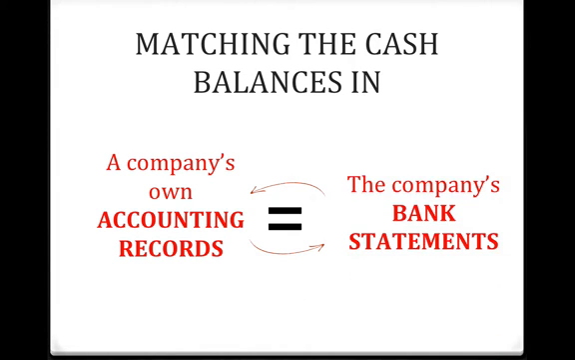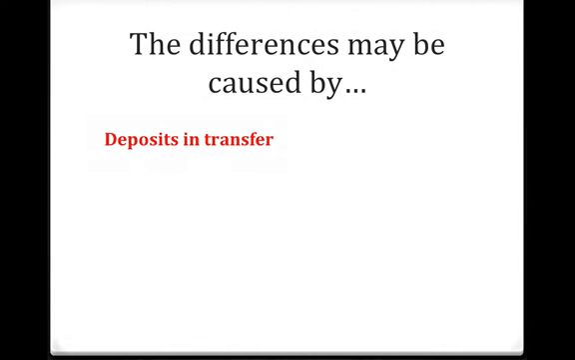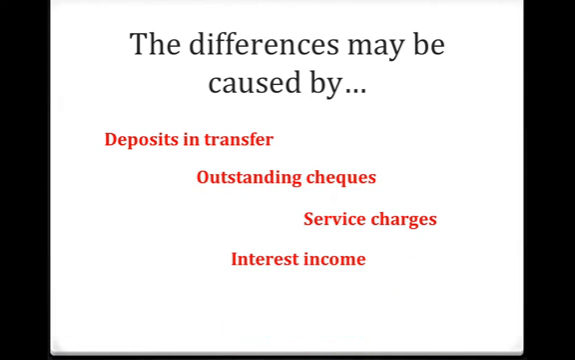This process involves recognizing and noting differences between both the organization's and the bank's cash balances in order to verify and adjust the company's book balance to the actual cash balance. Deposits and transfers, outstanding checks, service charges, interest income, or non-sufficient funds checks are all scenarios that, when not recorded correctly, can cause the differences.